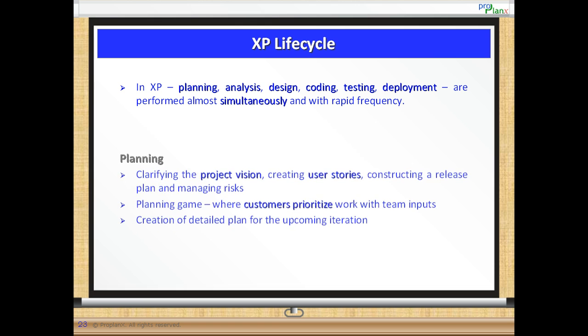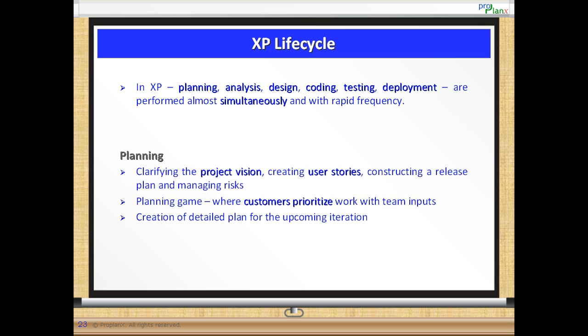Details of what and how of the work to be done is conducted in the planning stage. Activities that occur in the planning stage include clarifying the project vision, creating user stories, constructing a release plan, and managing risks. A meeting where customers prioritize work with the team's inputs is called the planning game. An output of this planning stage is the creation of a detailed plan for the upcoming iteration.